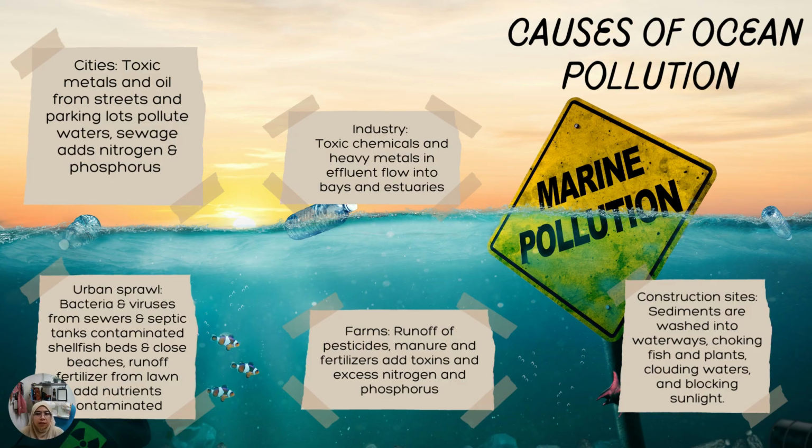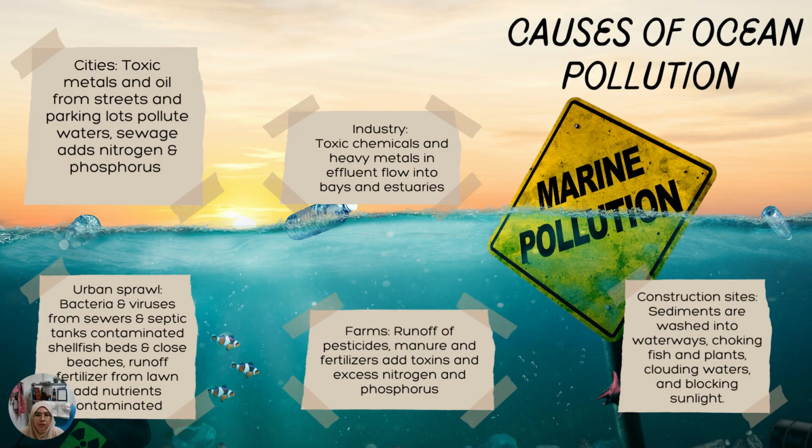The ocean pollution comes from different sources such as cities, industries, construction sites, agriculture farms, and also as a result of urban sprawl. Toxic metals and oil from streets and parking lots pollute the waters, and sewage adds nitrogen and phosphorus to the ocean. Besides, the toxic chemicals and heavy metals in industrial effluents also flow into bays and estuaries and contaminate the ocean.